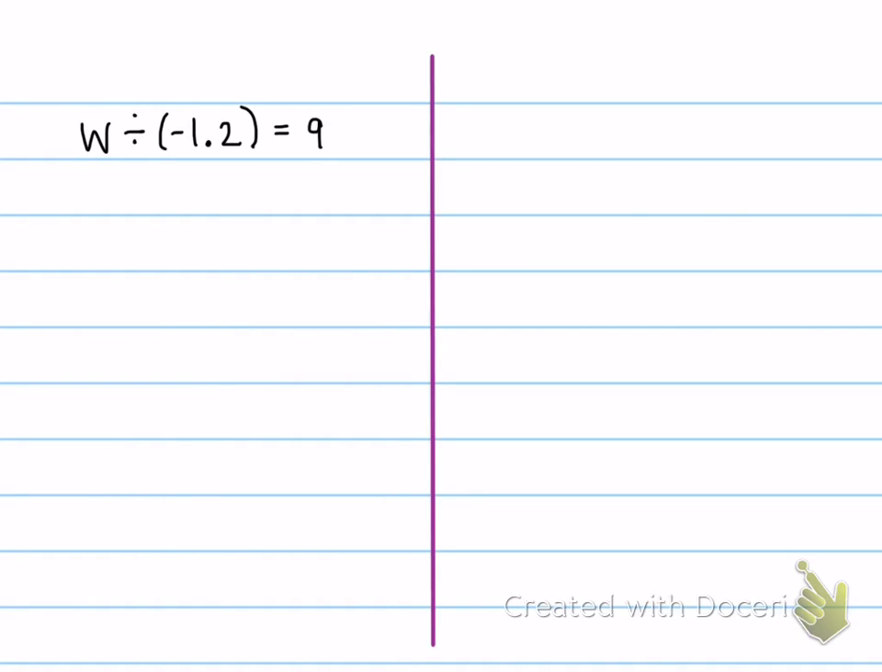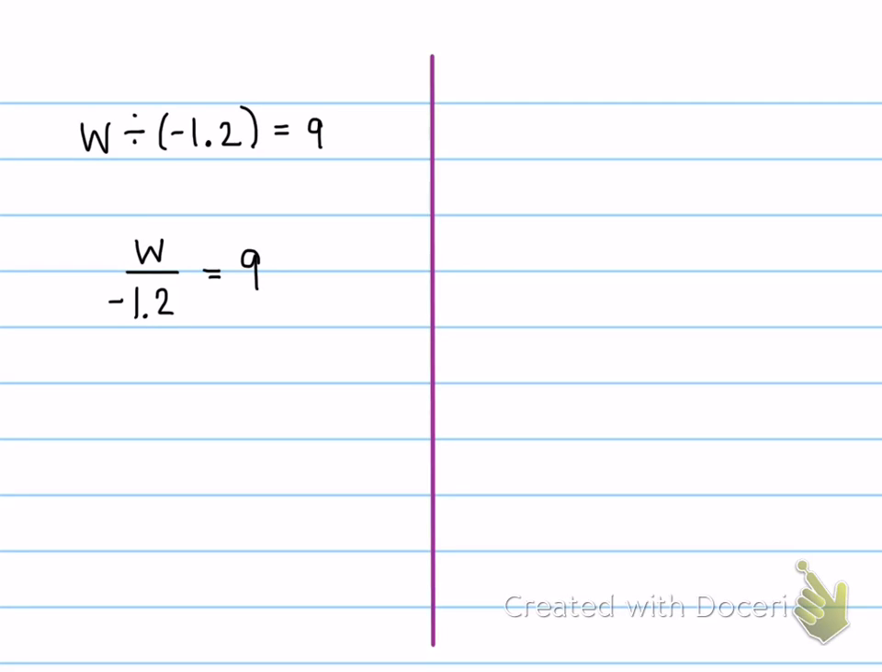W divided by -1.2 equals 9. Well, first of all, it is a division equation because it has that division sign. I like to rewrite these problems to look like fractions. W divided by -1 and 2/10 equals 9. Now you'll notice I did write the negative with the number instead of in the numerator with the variable. The reason I do that is because I want my variable to end up positive.